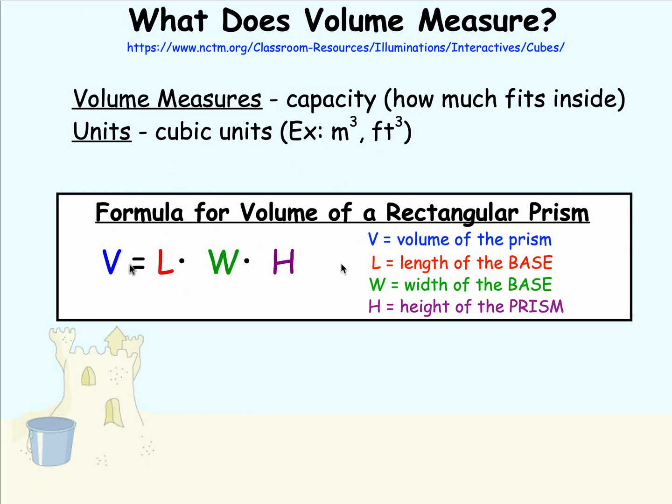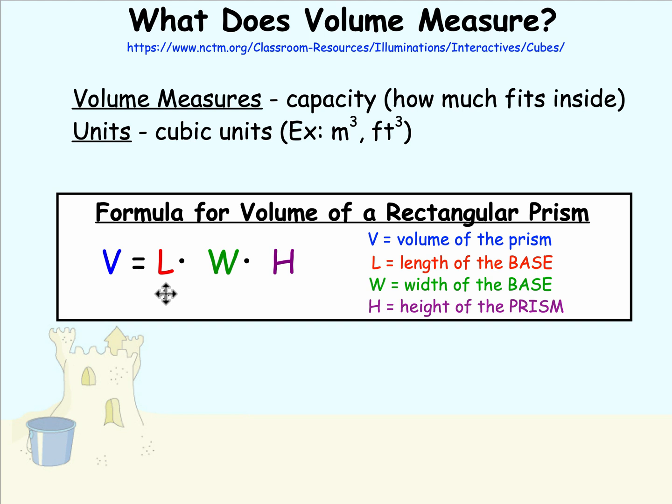And that's how we get our formula. And it's called cubic units when we measure the capacity for something's volume. So in the formula, V stands for volume. We use capital letters for length, width, and height, and that's so we don't confuse it with the lengths, the widths, and the heights of the actual faces.